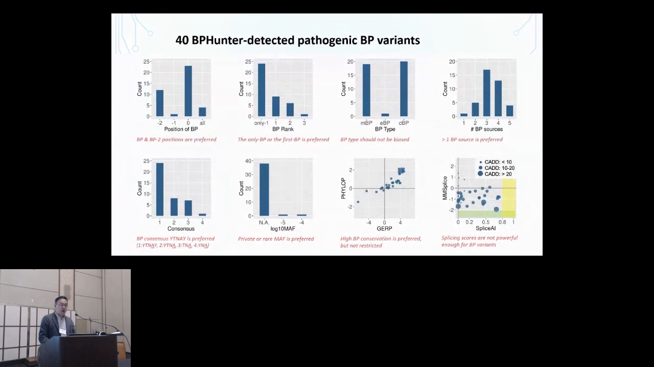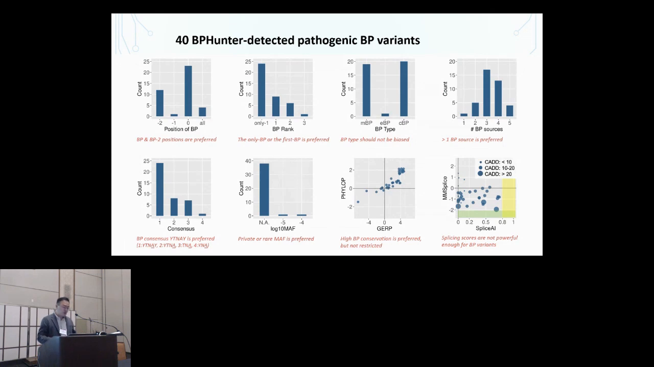If we look at these 40, we want to find what the pattern is. This may give us some idea to prioritize in the future. We have some candidates. On your top row, the positions, most of them are disrupting the BP, and some of them are disrupting the BP -1 and -2. And for the deletions, 3 of them delete all of the BP motifs. So the suggestion is that the BP and BP -2 positions are really preferred.